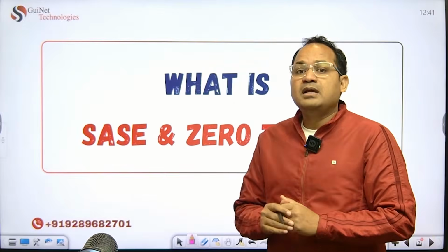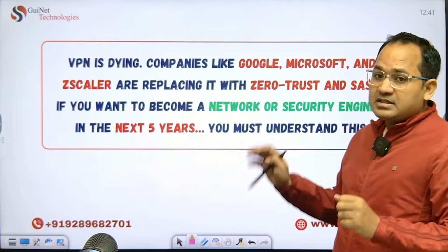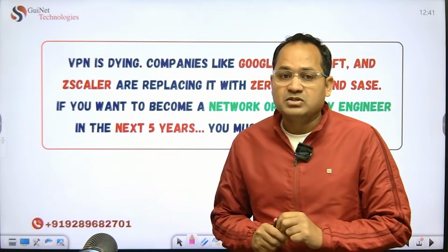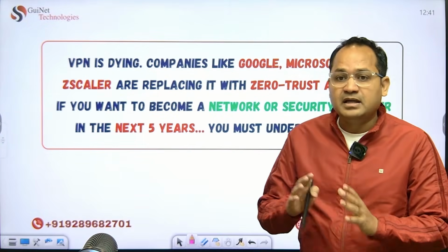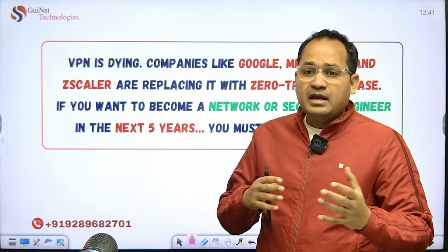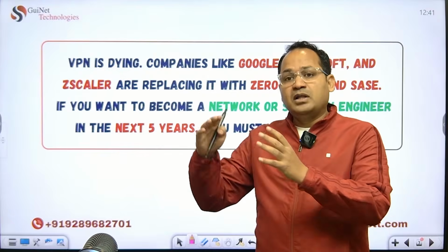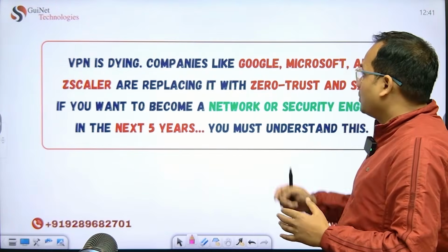If someone asks what Zero Trust Network means and how it is used, let's first understand the problem with VPNs. Why is VPN dying day by day? Why are companies like Google, Microsoft, HCL, Wipro, any IT company, not using VPNs? What is the problem behind VPN? Why are they all moving to SASE solutions and Zero Trust Network?